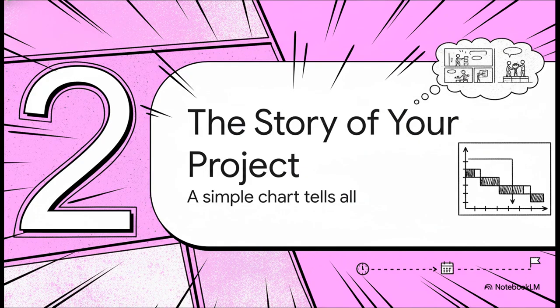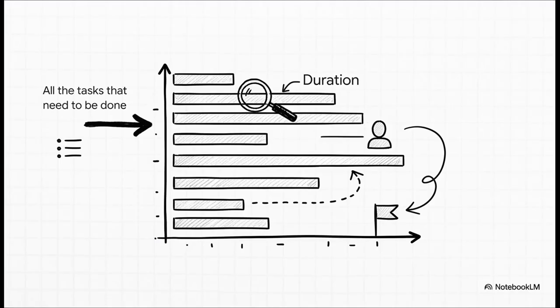And this is my favorite way to think about it. A Gantt chart is like the graphic novel of your project. Seriously, it's not some boring list of dates and names. It's a visual story. You can see all the characters, all the plot points, and exactly how they all connect over time.